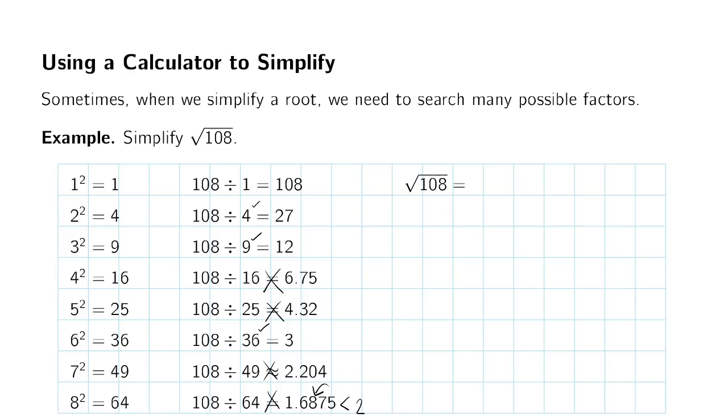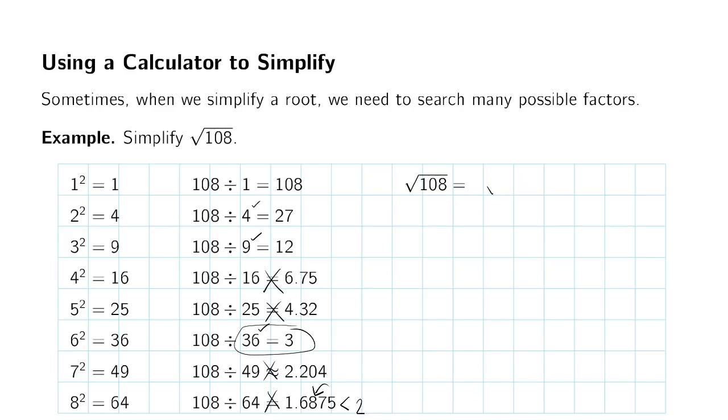And checking on the calculator, I see that the square root of 108 is not an integer. 108 is not a perfect square. So I know I'm not going to get to a point where 108 divided by some perfect square is 1. Once my quotient here is less than 2, I know I can stop. But here I had to divide by 8 different perfect squares. Once I've done that, I know that 108 is 36 times 3.